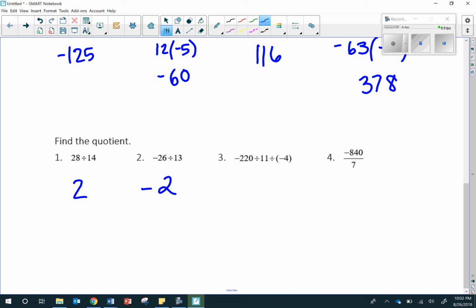In number 3, just like we did the multiplication ones with several integers step by step, I'd recommend that we do that with this one here. Negative 220 divided by 11 equals negative 20, divided by negative 4. Our answer or quotient is simply 5. Number 4, our signs are different, so we're going to end up with a negative 120 as our quotient.